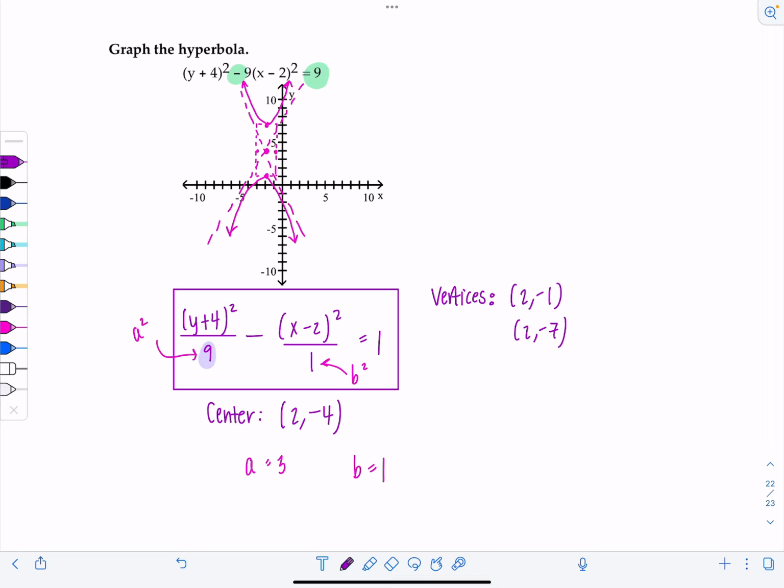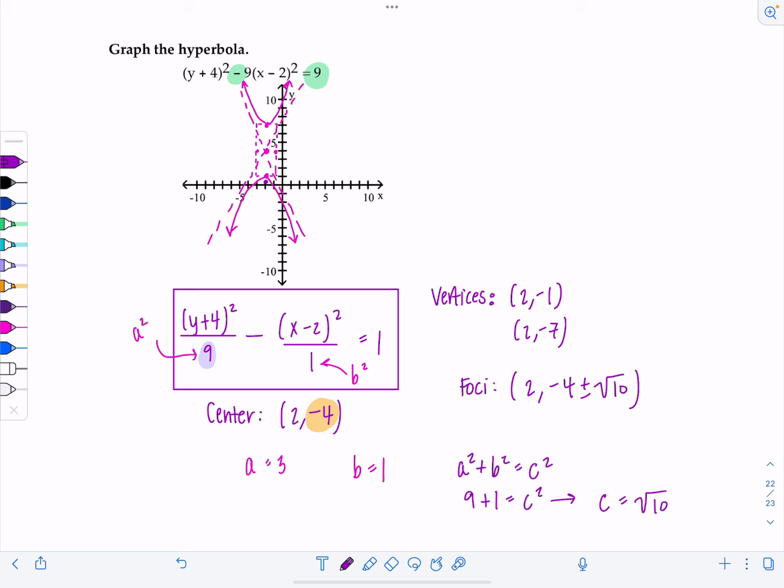If you want the foci, well, for a hyperbola, we use a squared plus b squared equals c squared. So that means 9 plus 1 is c squared. c is rad 10. And that rad 10 gets added and subtracted to the y coordinate of the center. So foci are at 2 comma negative 4 plus or minus rad 10, which is a wee bit more than 3. So it'll be like here and here. And again, it always looks like the hyperbola is eating the foci. It should sit inside just like it does on the parabola.